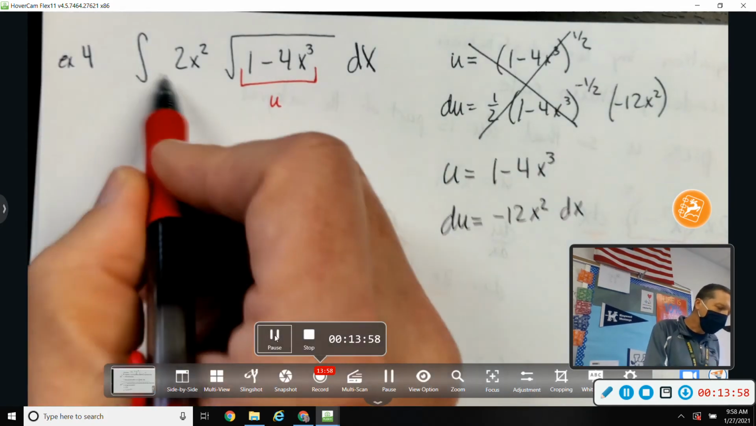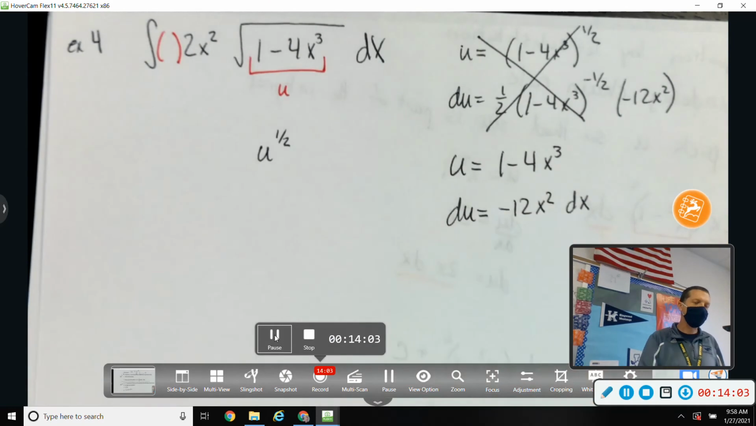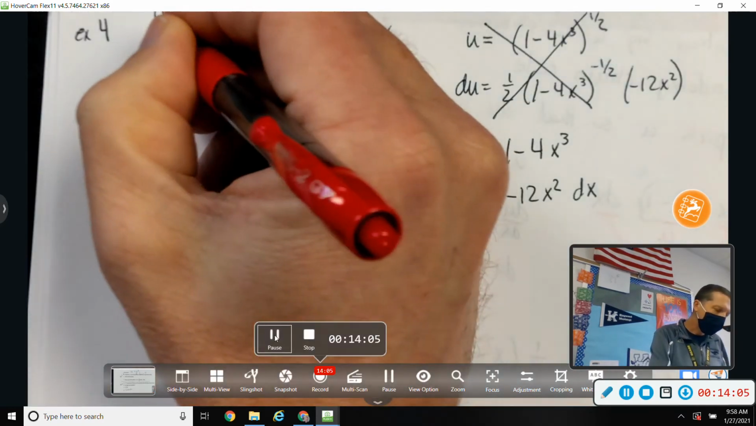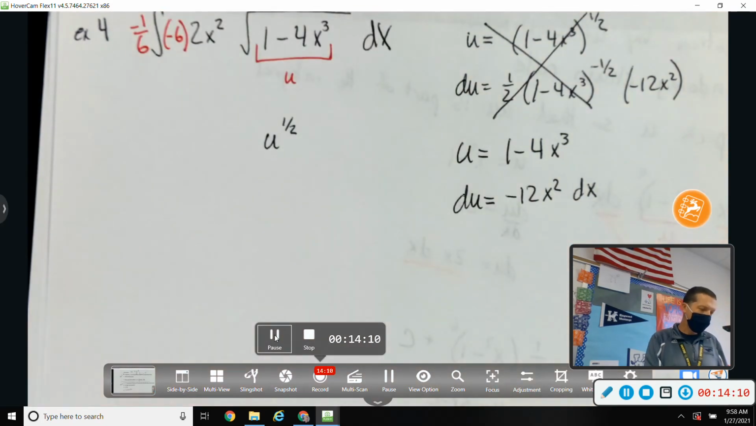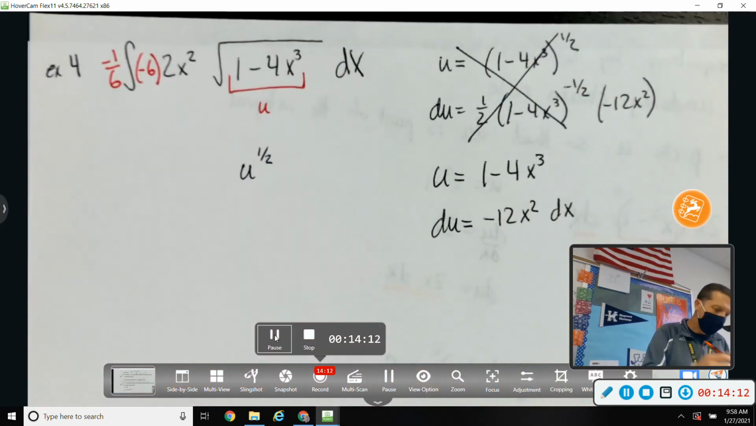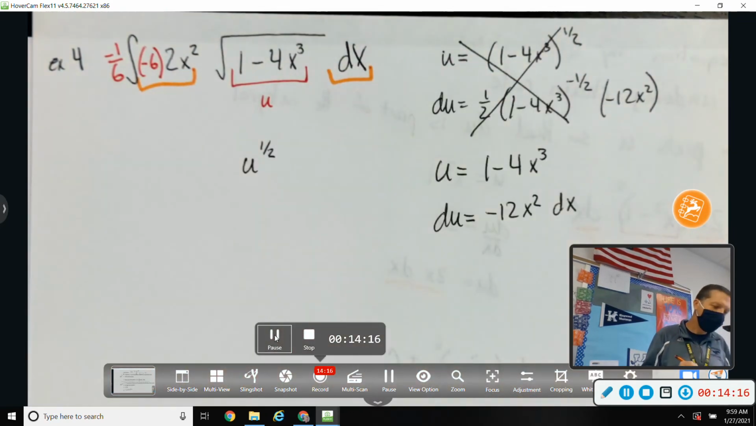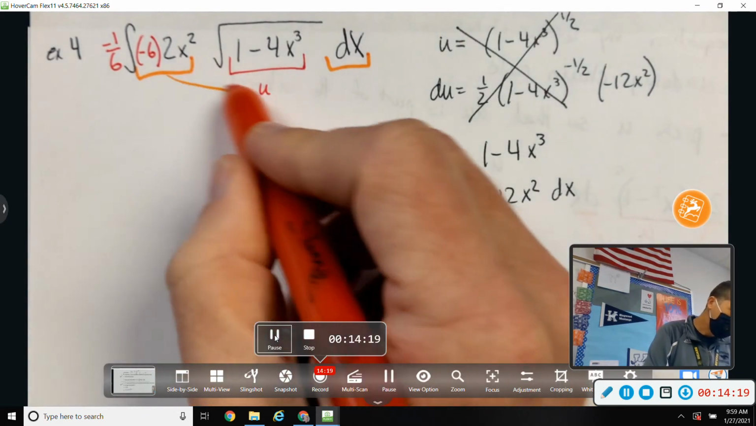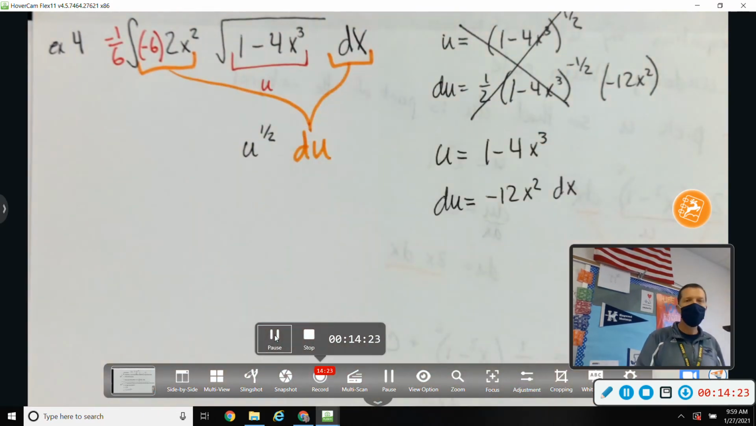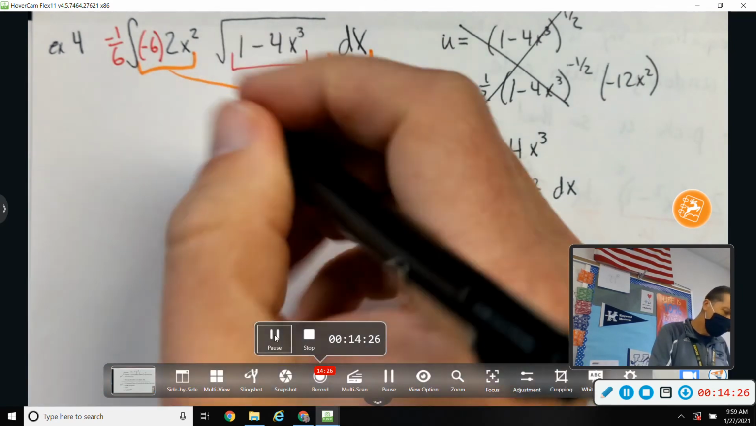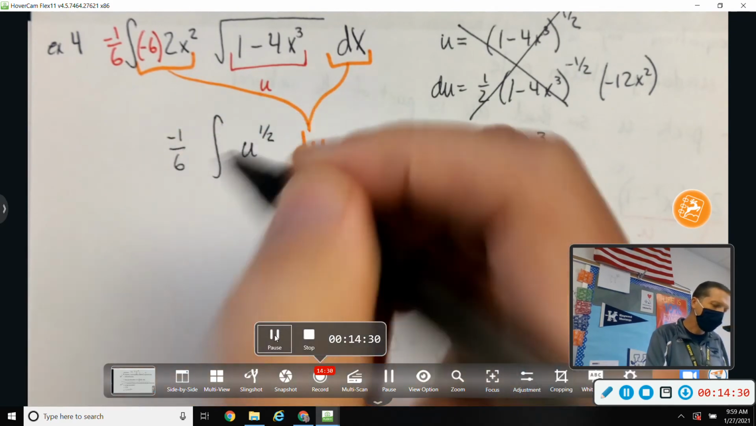So what do I need to multiply this by to fix it, to make it match this? Negative 6. And that means I need a negative 1/6 out front. And now if I tie all of my orange stuff together, that makes du. And the small price I had to pay was now there's a negative 1/6 out front.